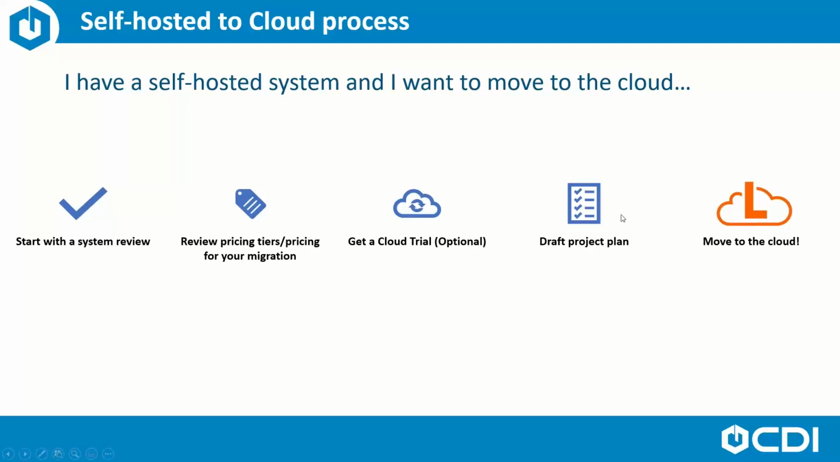But from there, we draft up the project plan. So how much time is it going to be to configure any of your old process automation in the cloud environment? Because that doesn't transfer over. Just your data and your folder structures do, and your users. But the permissioning and the groups and that kind of stuff does need to get rebuilt. And then we move you to the cloud.